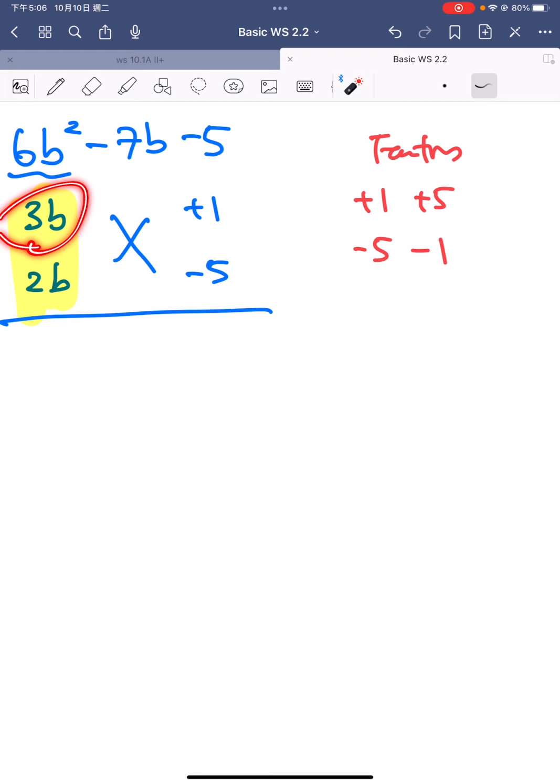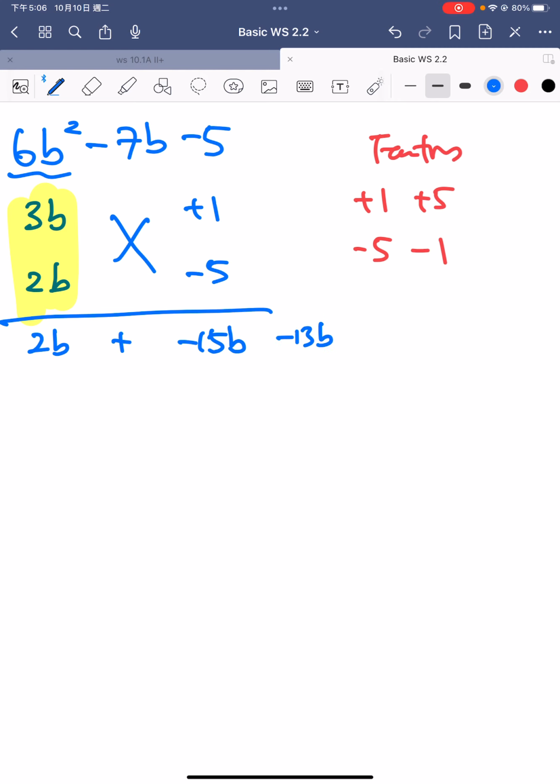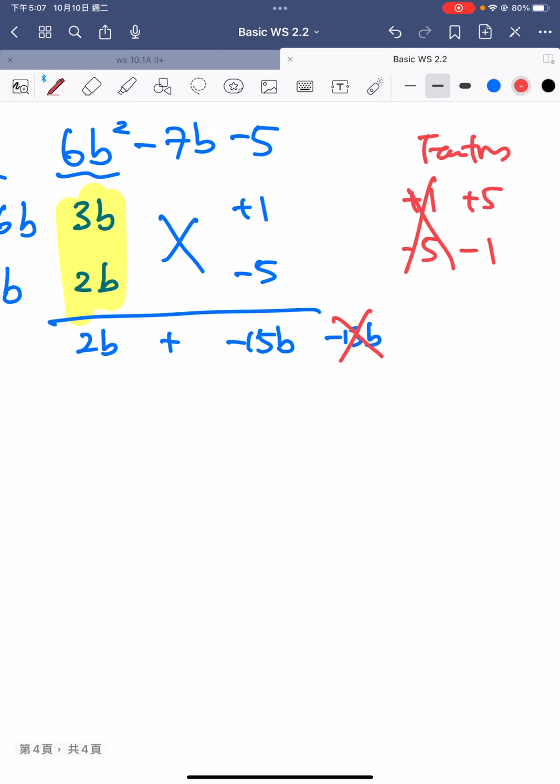You get 3b times negative 5, which is negative 15b, then you plus the 2b. You get negative 13b, which is different from the negative 7b. So it's actually wrong. For this one, it's wrong, so we need to erase it. Then we can try the next combination.